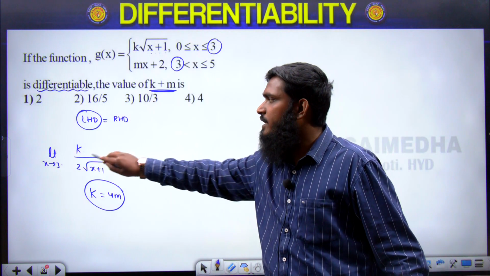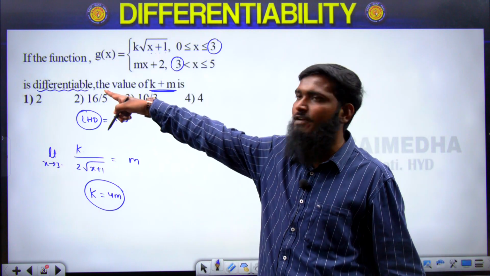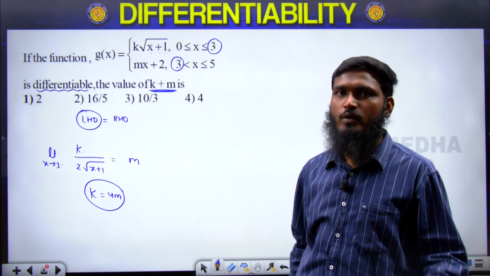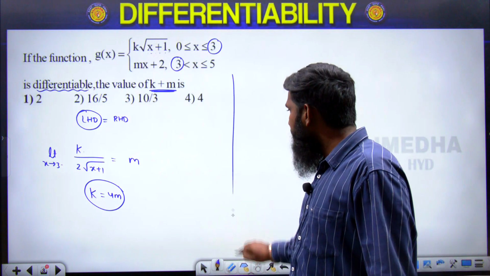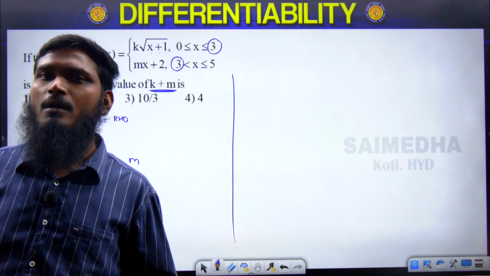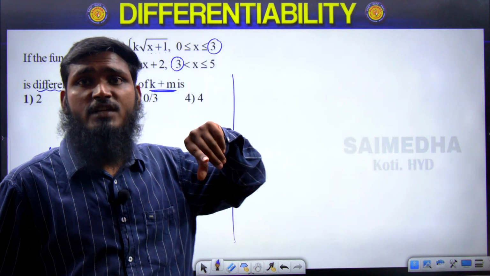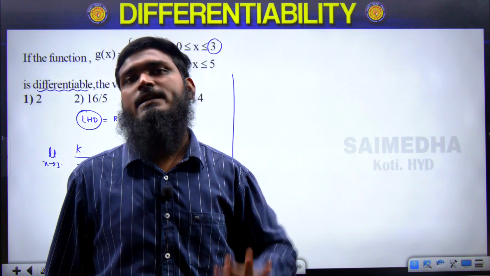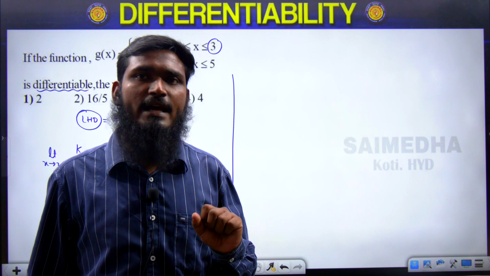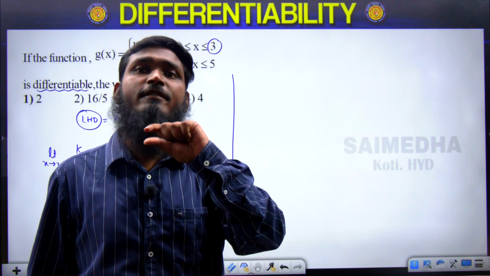LSD part we have to differentiate, equal to RSD part we have to differentiate, both will be equal because it is already given as differentiable. That is why we have taken them equal, and we are getting one relation over here, k is equal to 4m. Now what is the other condition? Listen carefully. If the function is already differentiable, what else is hidden in that part? Continuity. If the function is differentiable, it is also what? Continuous. It is not given in the question that it is continuous, but we have to check that part because it is already given as differentiable.